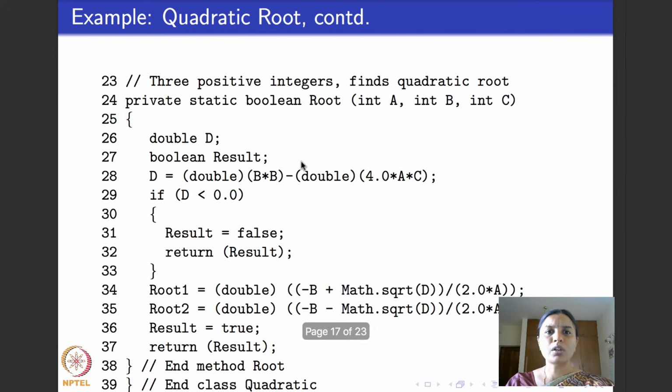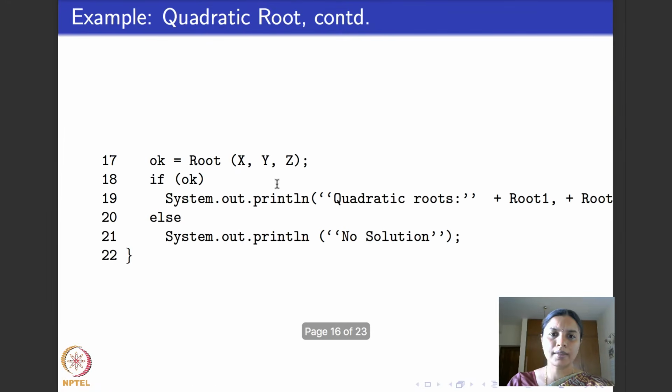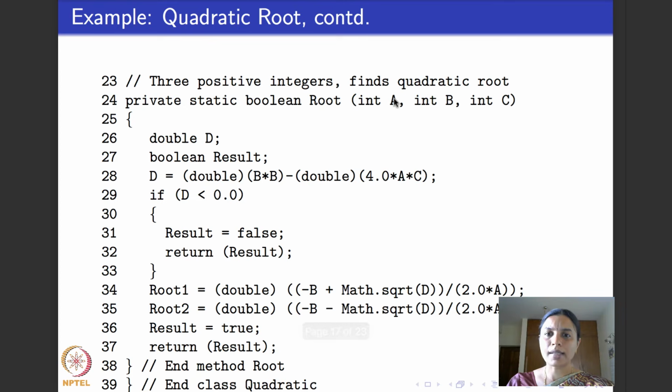So now we'll look at the code for root. It takes as input three positive integers, which are the coefficients, and it finds the quadratic root. So x, y and z, which are formal parameters here, are passed as actual parameters a, b and c. So what is coupled with what? X is coupled with a, y is coupled with b and z is coupled with c.